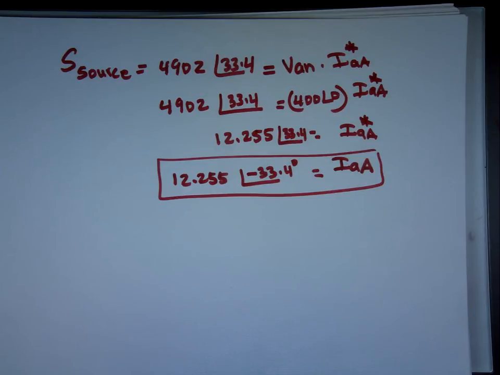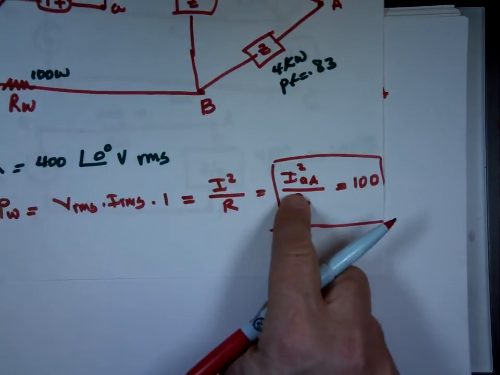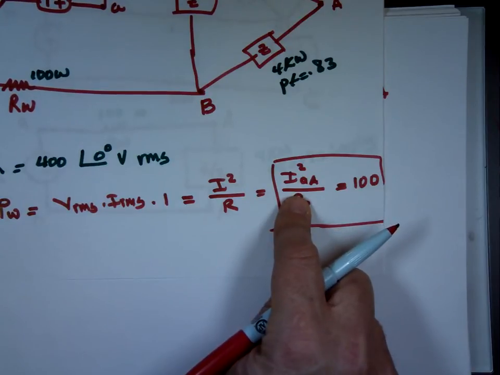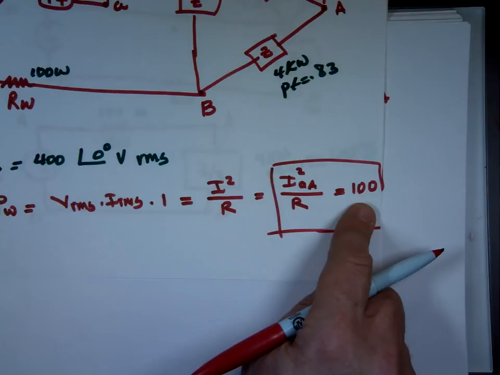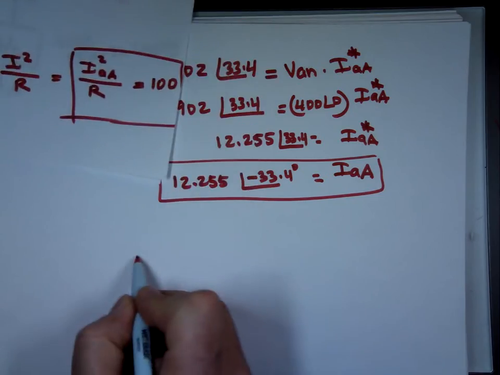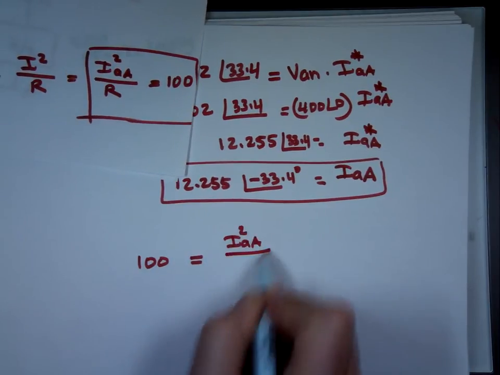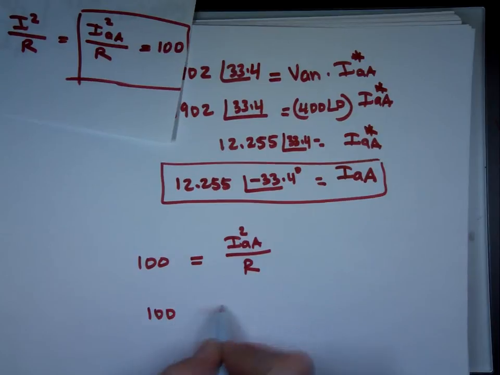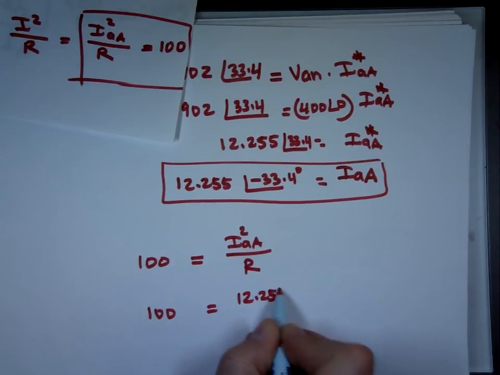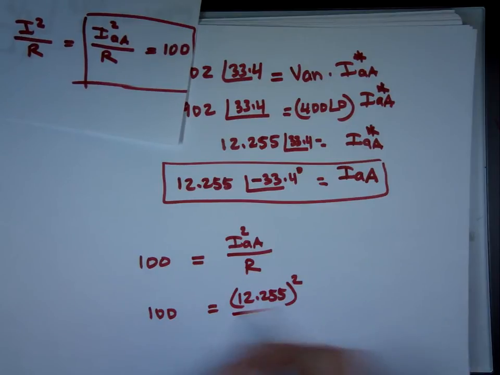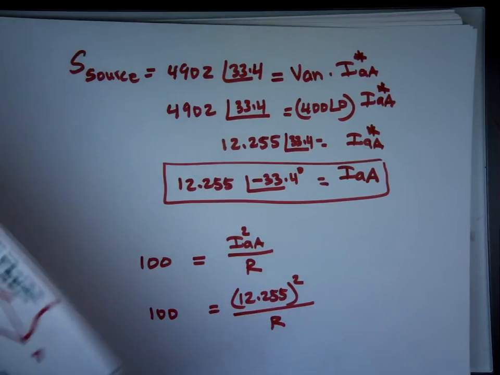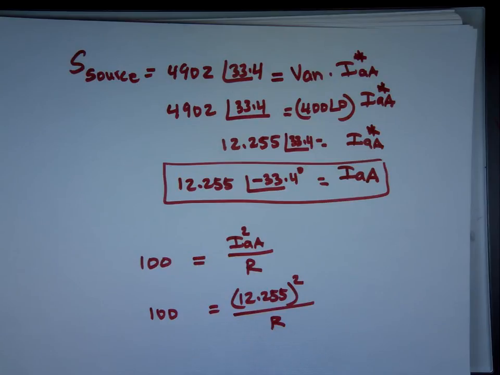Remember earlier I said I can find R if I know what the current is. I can use this equation. So here we go, 100 equals the magnitude of I sub AA squared over R. 100 equals 12.255 squared, no angle, over R. Square that, divided by 100. Guess what R is? 1.5 ohm.